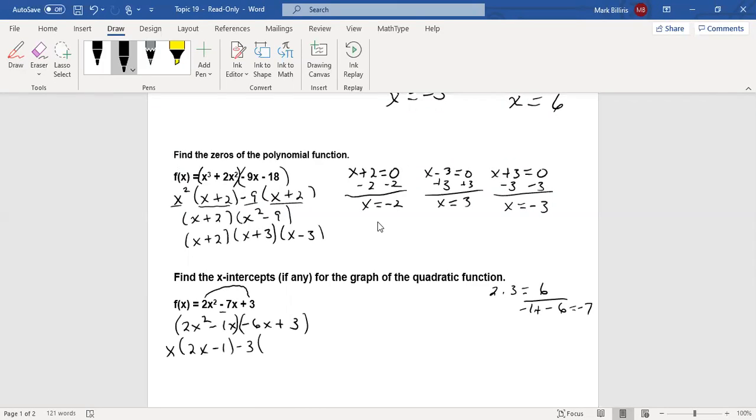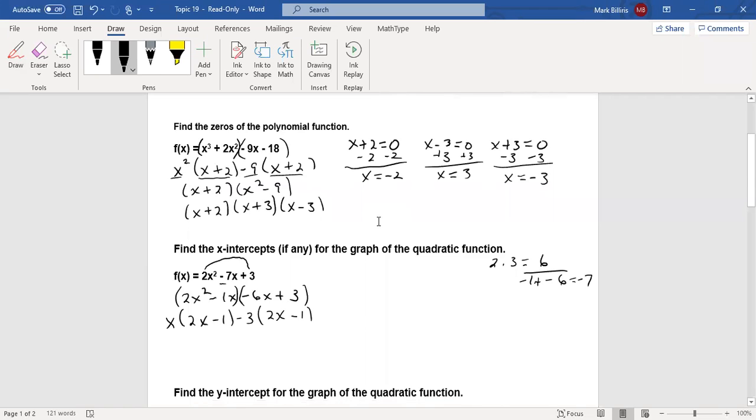So you're going to divide negative 3 out of each term. Negative 6x divided by negative 3 is positive 2x, and positive 3 divided by negative 3 is negative 1. Again, the value inside parentheses has to be the same, and it is. So 2x minus 1 would be our common factor, and x minus 3 would be our other factor. To find the x-intercepts, we set each factor to 0 and solve.